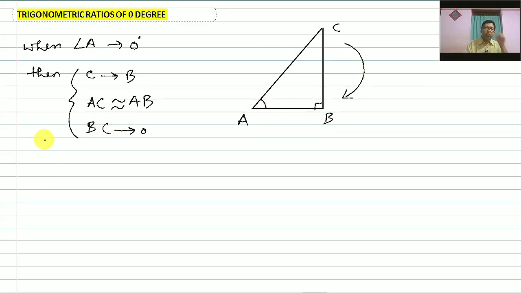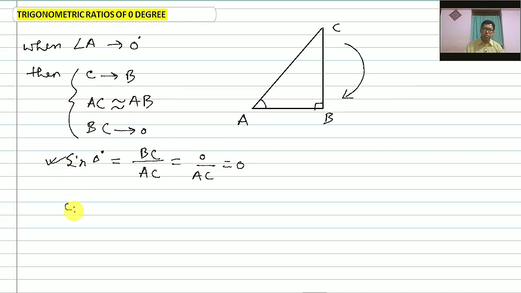Now, one by one, sine of 0 degree. You want to find sine of 0 degree. You know, sine theta is equal to height upon hypotenuse. Height is here BC divided by hypotenuse. Hypotenuse is AC. So since BC is tending to 0, you can take 0 divided by AC. So ultimately you are getting 0. So sine of 0 degree is equal to 0.